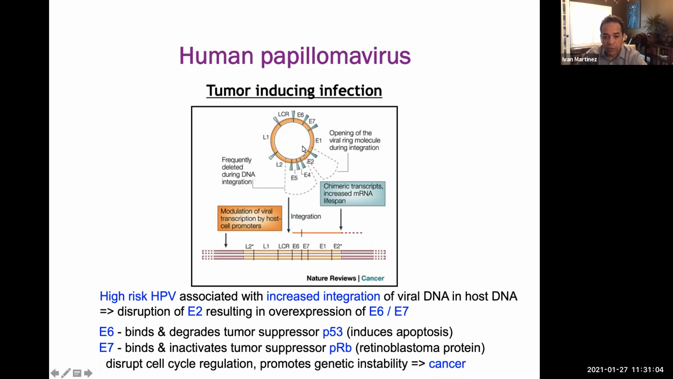And interestingly enough, most of the time, the place that gets cut is E2, and E2 is actually a natural repressor of E6 and E7. So in the moment you lose E2, in the moment of integration, there's a higher expression of E6 and E7. Now we know E6 is very important because it targets the main tumor suppressor gene in our genome, which is P53, and E7 targets the retinoblastoma protein. So for that reason, E6 and E7 are super important because they target our tumor suppressor genes, and that helps the cell accumulate more mutations, and unfortunately can cause cancer.